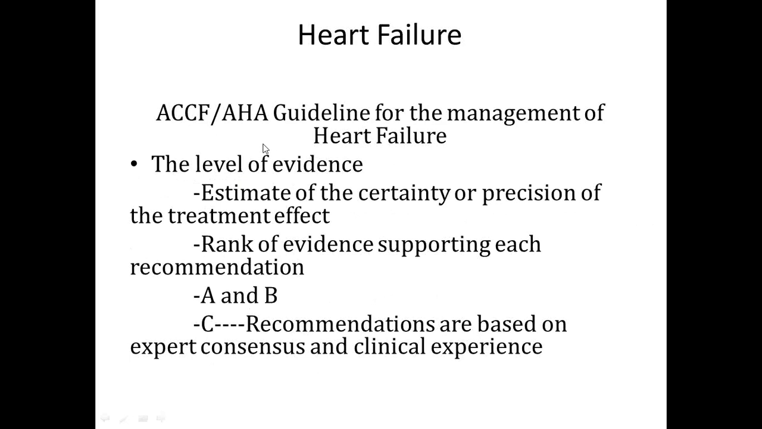All right, so we talk about the class and then the level of evidence. The level of evidence can be A, B, or C. The level of evidence is an estimate of the certainty or the precision of the treatment effect. And we look at the rank of evidence supporting each recommendation. C recommendations are based on expert consensus. So with A and B, you have a lot of data supporting what you're doing. C is just a bunch of guys who have been doing it for a long time, say it works, and it does work. So the recommendations are based on expert consensus and clinical experience.